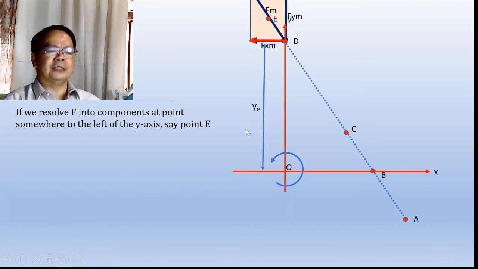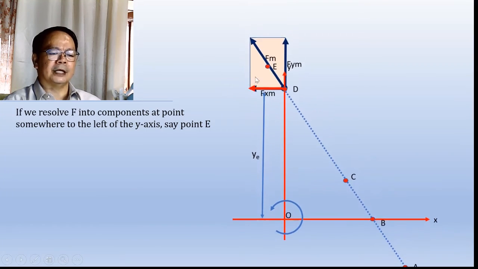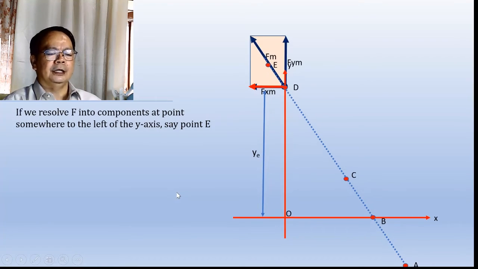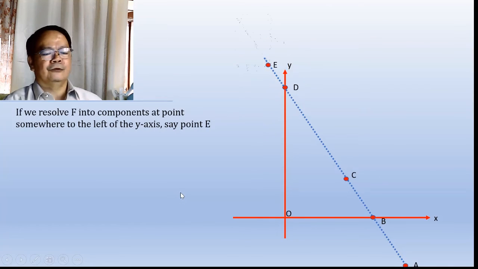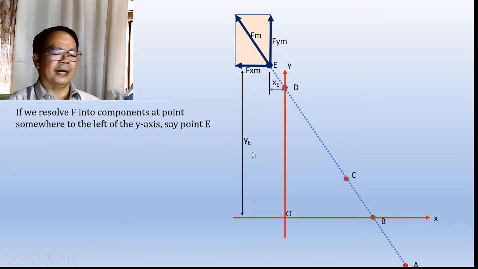What about if the force is resolved at another point, say for example to the left of the y-axis, and we select point E? Okay, try to move it somewhere here so we can see point E. We now try to resolve this force at point E. Let's do it. Here is our force resolved at point E, and you will notice that F sub y sub m will now have a perpendicular distance equal to x sub b, while the F sub x sub m will have a perpendicular distance of y sub b.